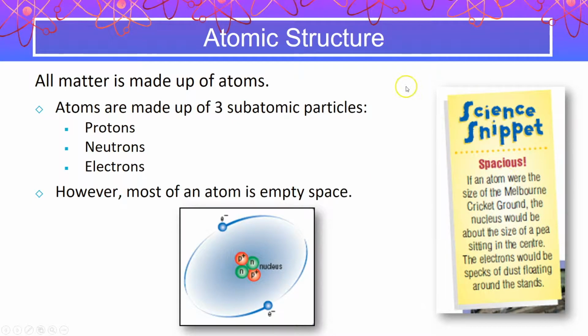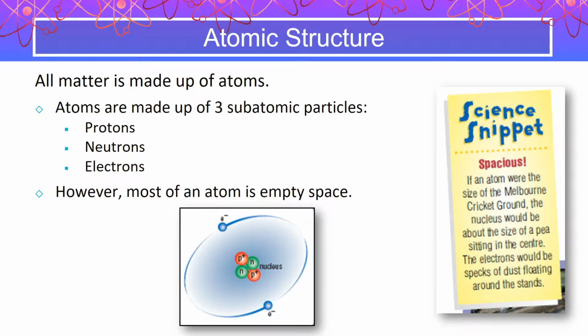In fact, you can read through it here in the science snippet, but if an atom was the same size as the MCG, the Melbourne Cricket Ground, then the nucleus would be about the same size as a frozen pea sitting in the centre. As for the electrons, they would be just specks of dust floating around in the stands, and everything in between that pea in the centre and those flecks of dust in the stands would be absolutely nothing. It would be completely empty space.